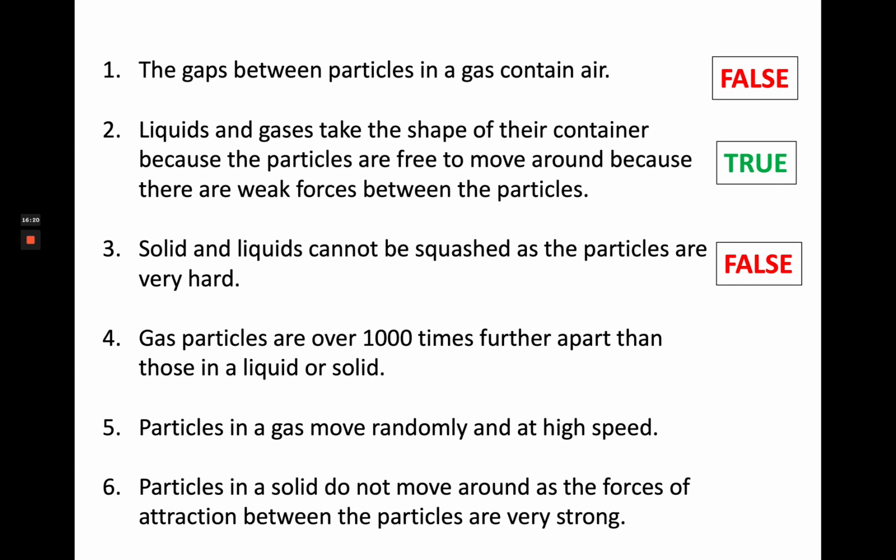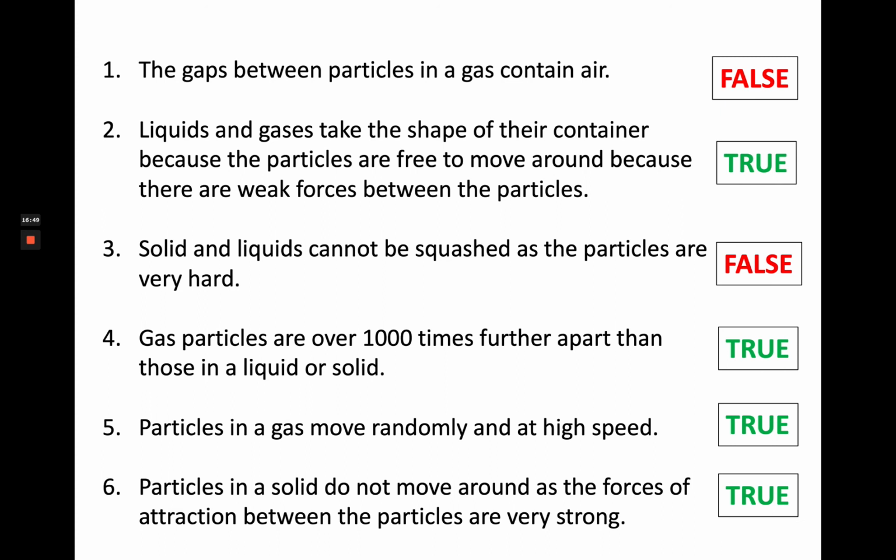Okay, so we don't know exactly how much further apart gas particles are, but we know they're a lot further apart than those in a liquid or a solid. So whilst you might not know it's 1,000 times, and maybe it's not always 1,000 times, we know it's true that they are much further apart than those in a solid or a liquid. Particles in a gas do move randomly, and compared to liquids and solids, they are at a high speed. That is true.